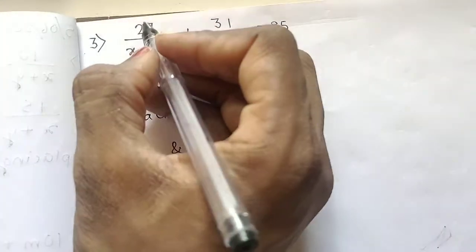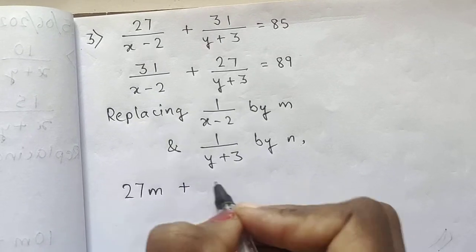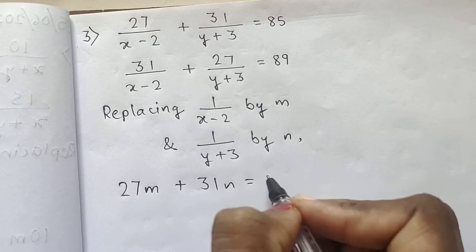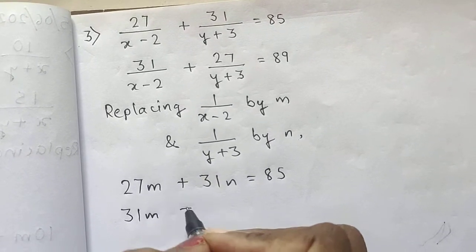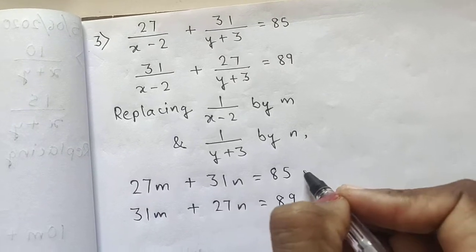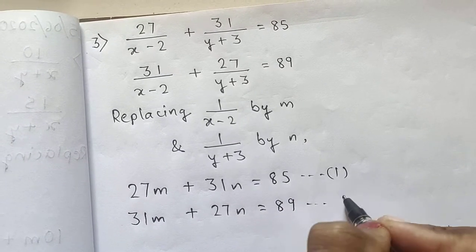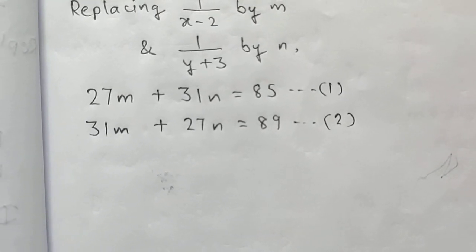Then what are you getting? First you will get 27m plus 31n is equal to 85. Then your second equation is 31m plus 27n is equal to 89. Let us give the names equations 1 and 2. Now see how to solve these two equations.